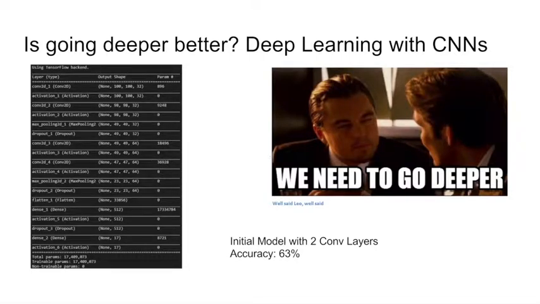We started our model building with two convolutional layers and we achieved 63% accuracy, which was not that satisfactory. So we decided we need to go deeper.